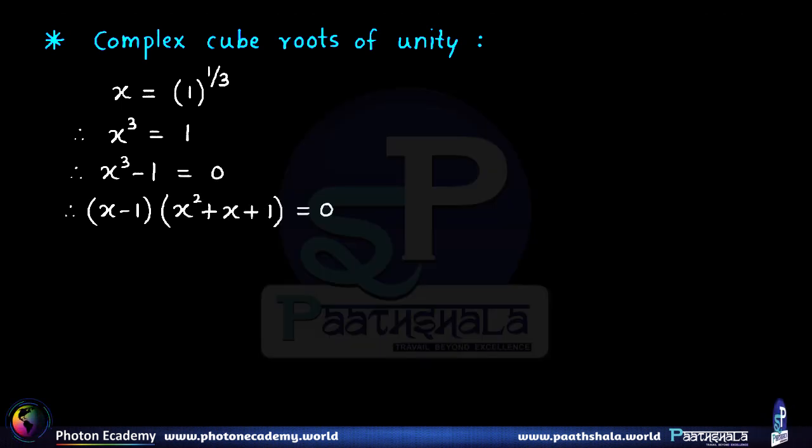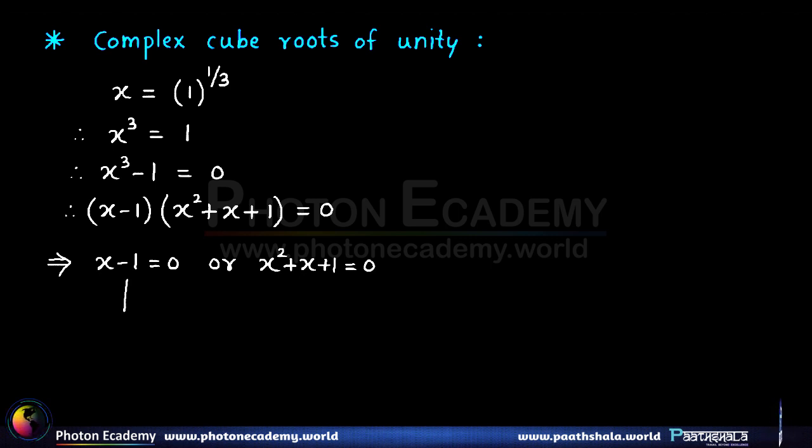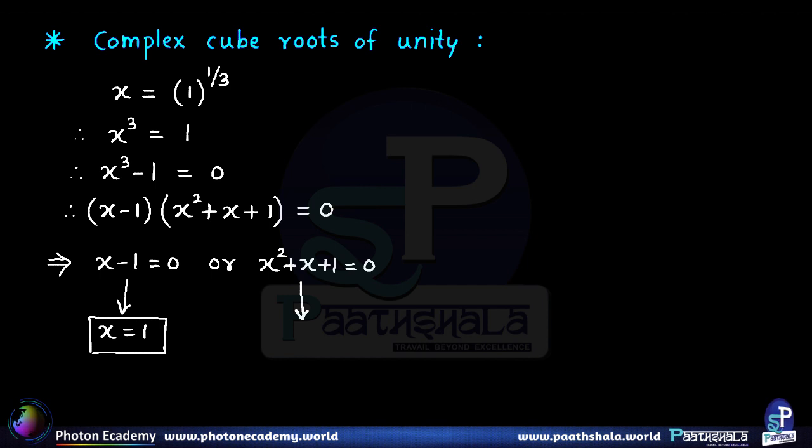is equal to 0. So this implies that either x minus 1 is equal to 0 or x square plus x plus 1 is equal to 0. Now if we consider x minus 1 equal to 0, then we get x equal to 1, which is obviously one of the already known roots of the cubic equation x cube equal to 1. Now let us study the other quadratic equation because it is going to give us the two remaining roots.